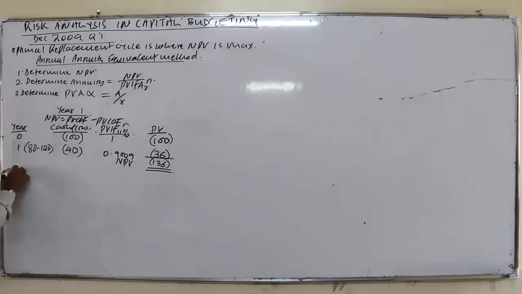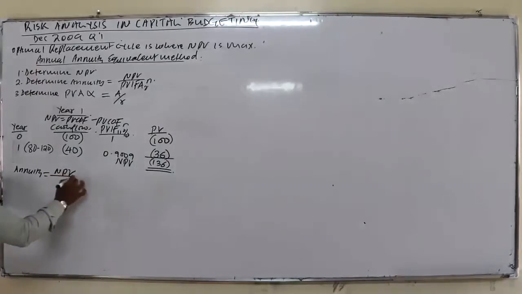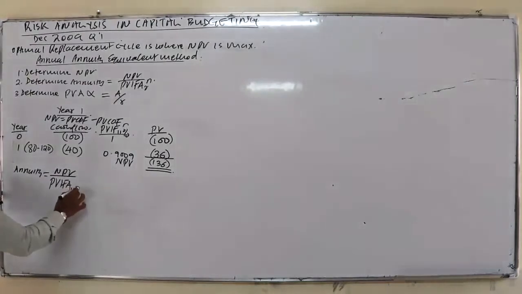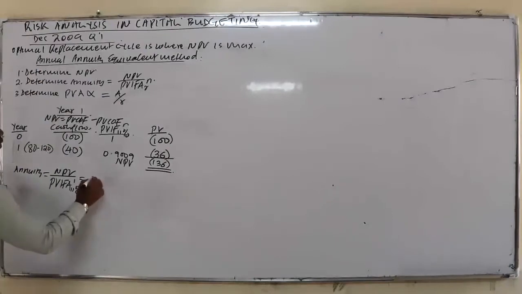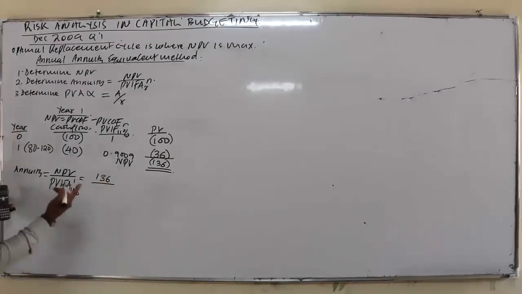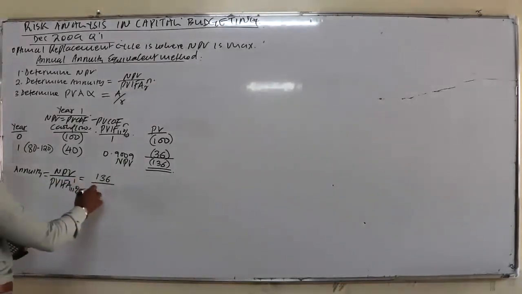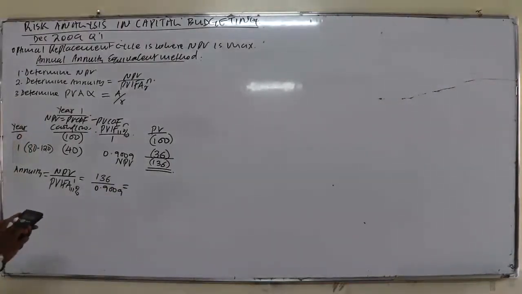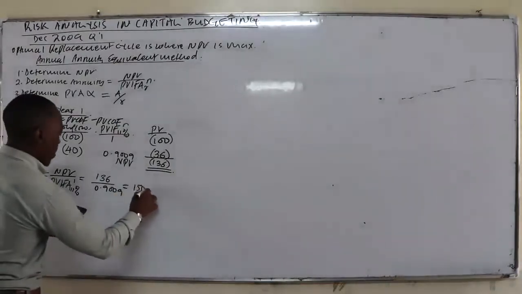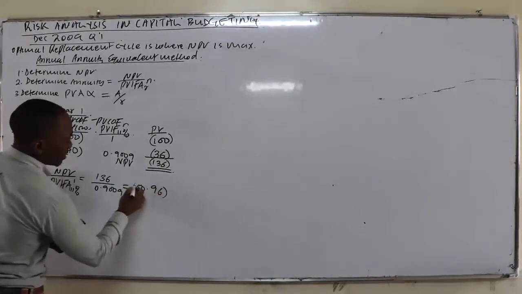And how do we get the annuity? So to determine the annuity, you take the NPV and divide by the present value interest factor of an annuity. The cost of capital is 11%, year N. In this case, it's year 1. So it will be our NPV, which is 136, but a negative. You divide by the present value interest factor of an annuity, 11% for 1 year, which is 0.9009. How much do you get? In this case, you have 150.96, but remember it's negative.